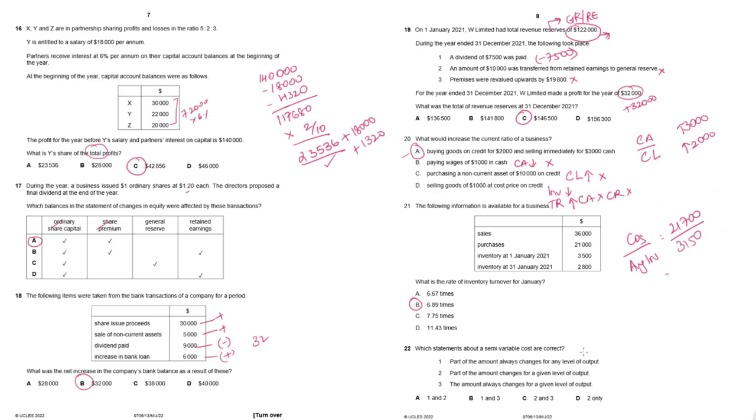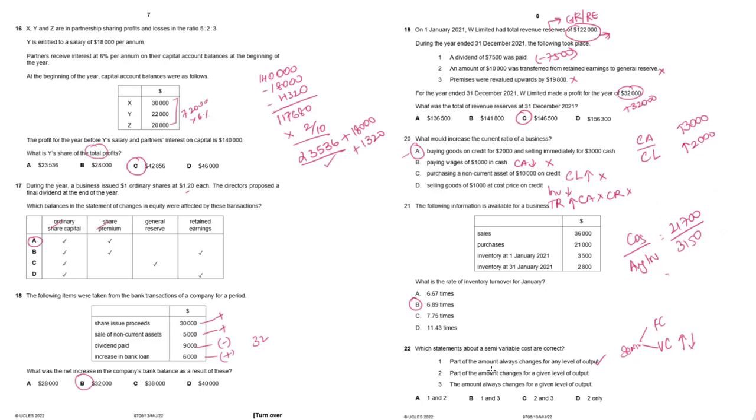Which statements about a semi-variable cost are correct? Part of the amount always changes for any level of output. This is a correct statement. Semi-variable cost consists of two elements. One is the fixed cost that does not change. The other element is the variable cost that keeps on changing. It will increase with increase in output, decrease with decrease in output.